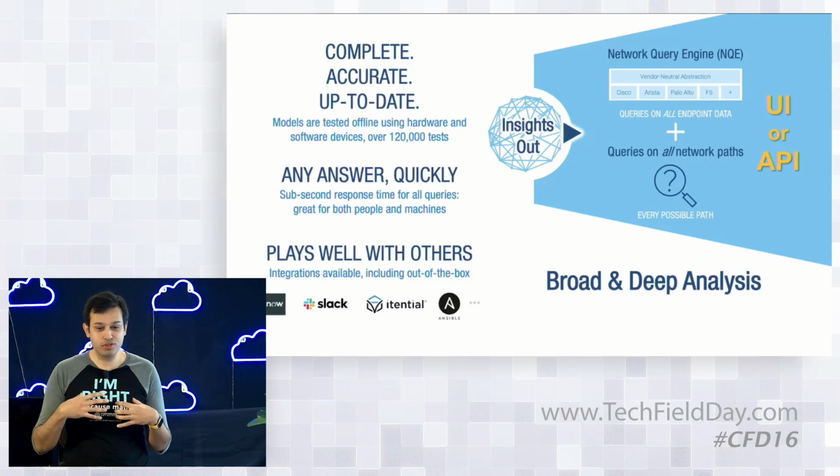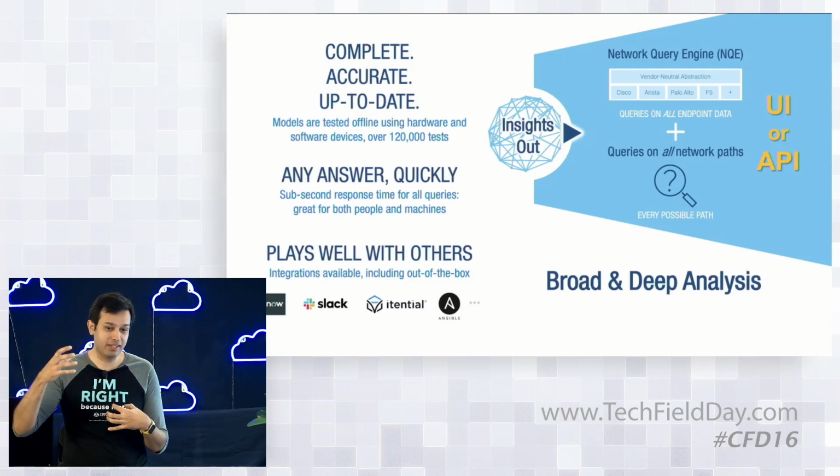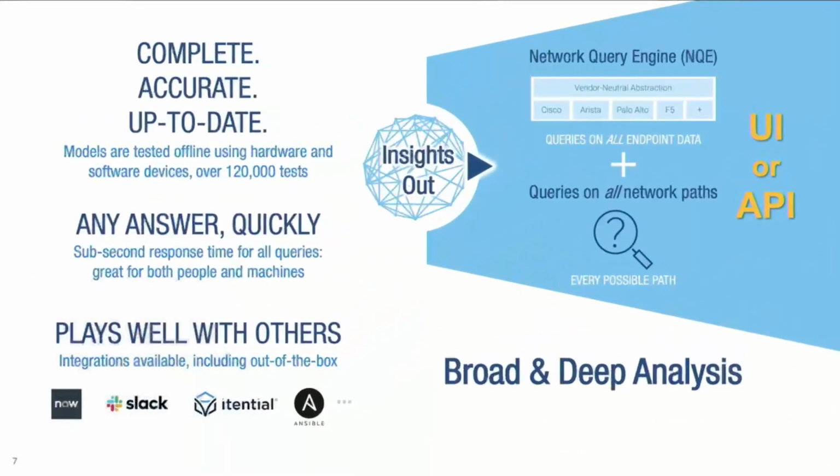In order for us to make sure that these models match reality, we have over 120,000 tests where we configure different cloud elements or on-premise devices into a specific configuration and bombard them with packets to make sure we are generating a perfect model.